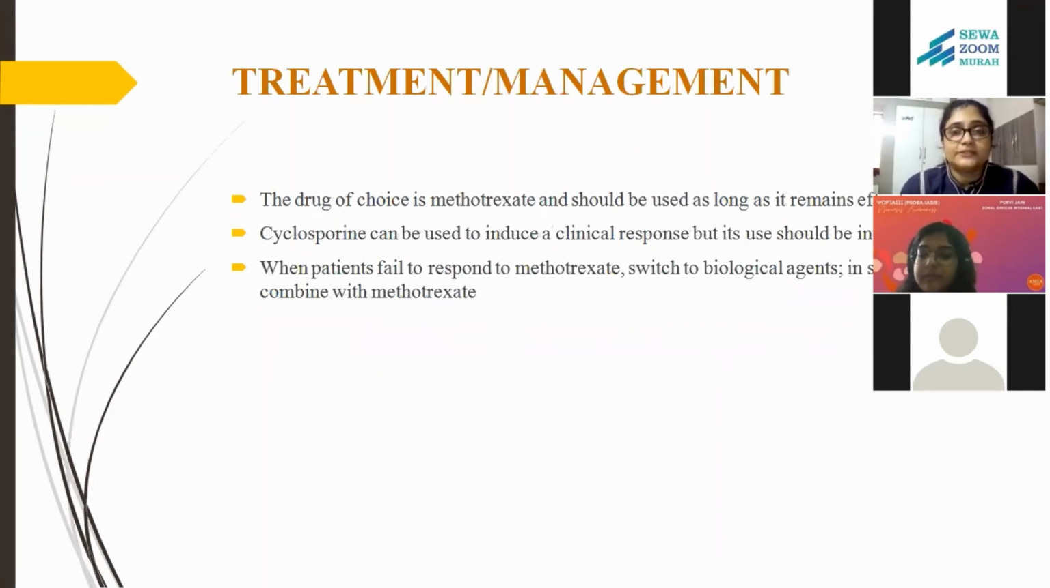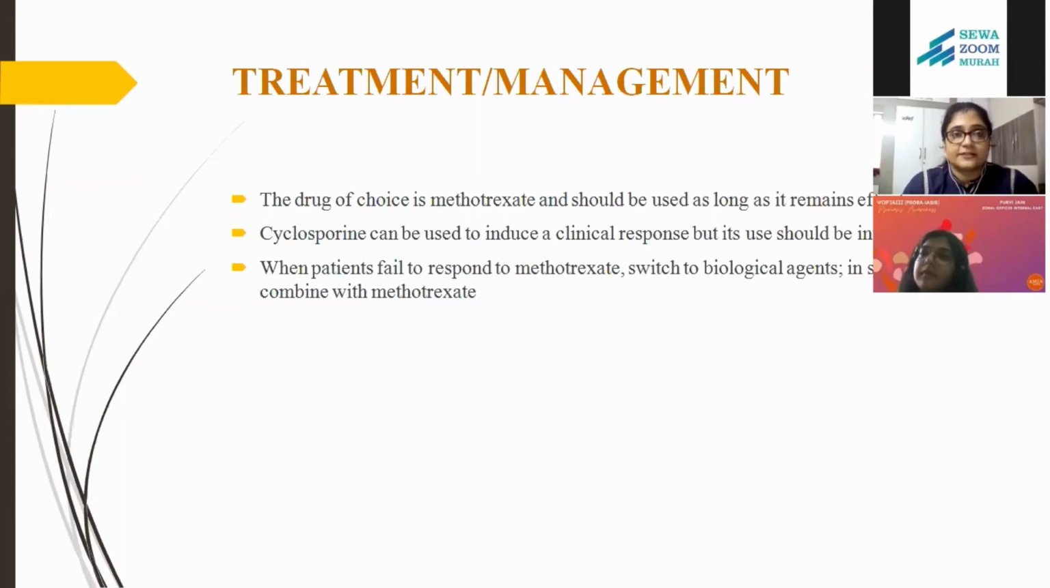Now among the systemic drugs, methotrexate is the drug of choice and it should be used as long as it remains effective. When it is not effective, then we can go to another drug. Cyclosporine can be used to induce a clinical response, but its use should be intermittent, not long term. When the patient fails to respond to methotrexate, switch to biological agents. Those are known as the biological response modifiers, in some cases combined with methotrexate.